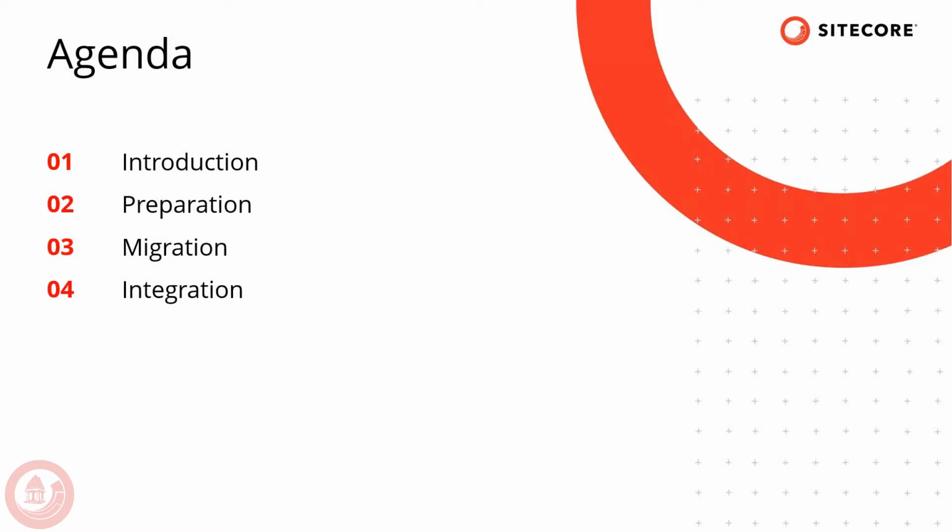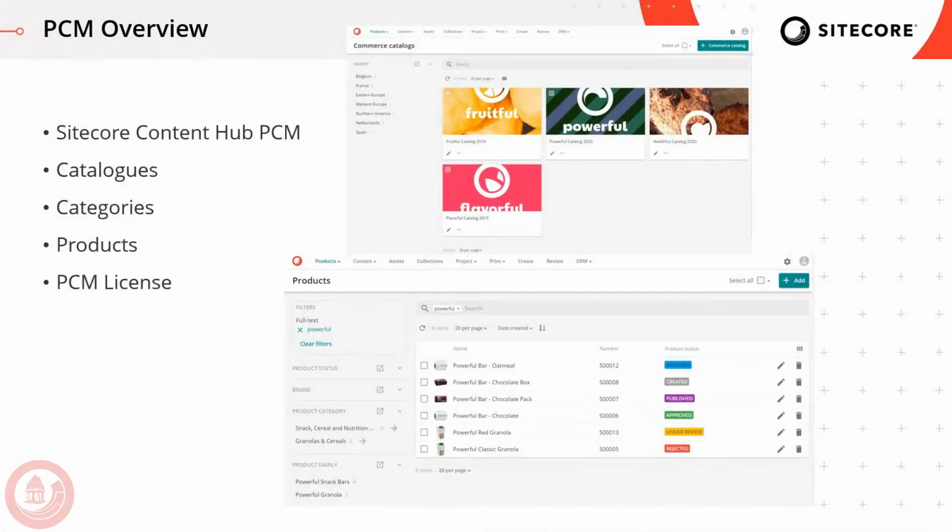So basically, we will start with the introduction. I have the sandbox, so I may share my other screen and show you Content Hub PCM. We will also go through the preparation phase, what you need to ask yourself and prepare before you start your actual migration. Then the migration itself: how you can migrate your assets, how you can migrate the product metadata, link them together through internal scripts, and finally, an example of how you can integrate this with an external system. So let's dive into it.